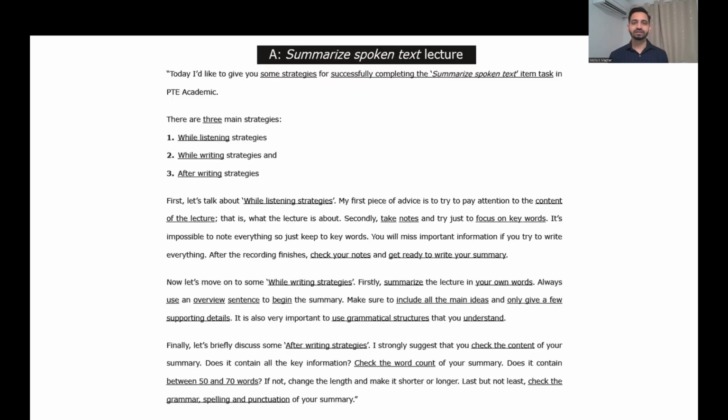Now, first things first, what is summarize spoken text? I'm going to give you an overview of summarize spoken text, and I'm also going to give you an overview of highlight incorrect summary. But these are some of, and you can see, the words that are underlined. Those words are the key words, the signpost words that we're going to look at in the next screen as well. These are the important key words that you should note down when you're listening. So I want you to listen to this text and look at the key information in terms of the words that are highlighted here, or underlined here.